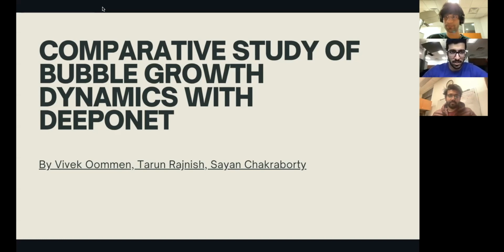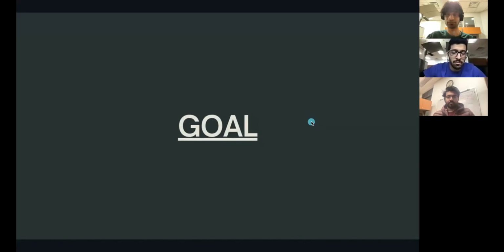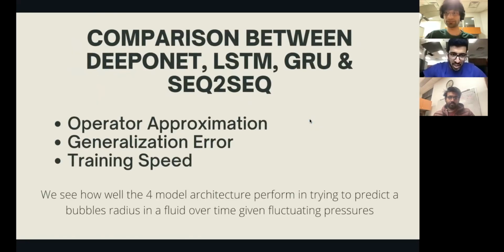And I'm Sayan. In this project, we are doing a comparative study of bubble growth dynamics problem using DeepONets. We also perform a systematic and comparative study comparing DeepONet with LSTMs, GRUs, and sequence models. We use DeepONets that work on the universal operator approximation theorem and use this to learn the underlying operator behind the given dataset. We analyze the generalization capability or the extrapolation capability of DeepONet, and we compare it with LSTM, GRU, and sequence model. We also compare the training speed of the above mentioned models.